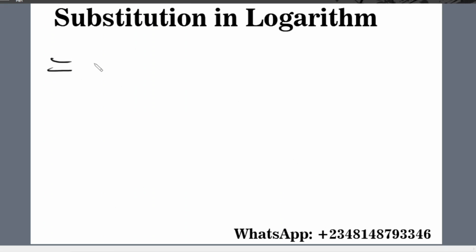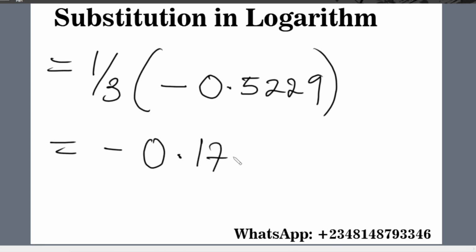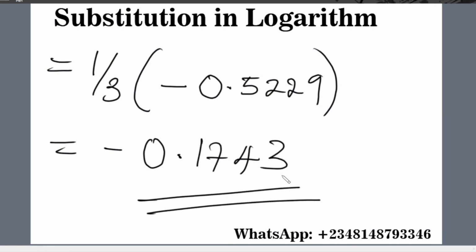So we have here 1 over 3 (0.4771 minus 1, which is negative 0.5229). So 1 over 3 multiplied by negative 0.5229 equals negative 0.1743. So this is our final answer.